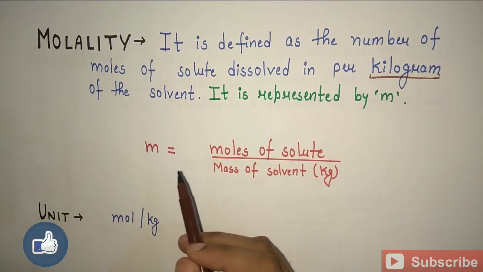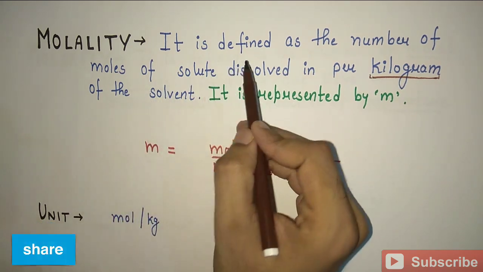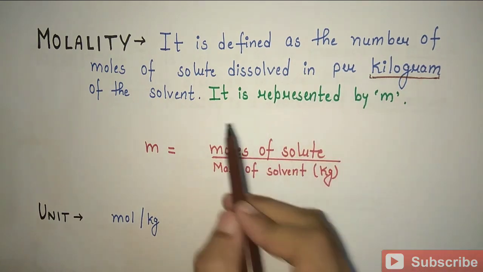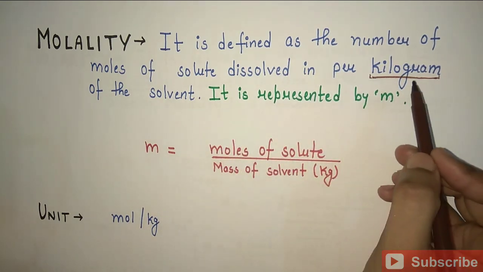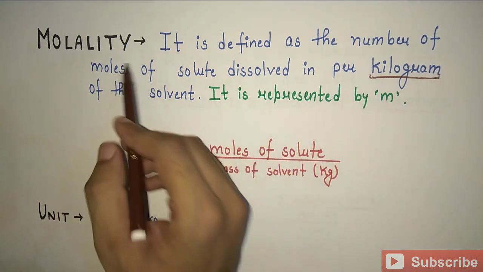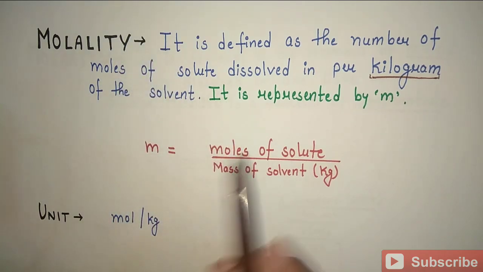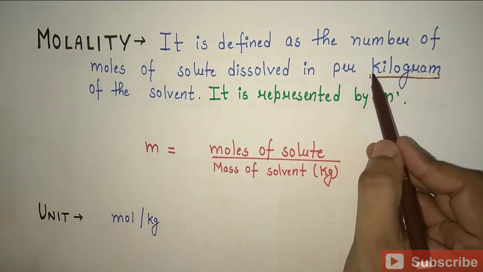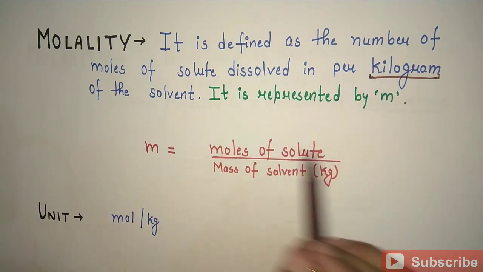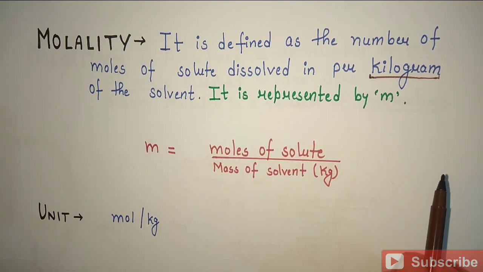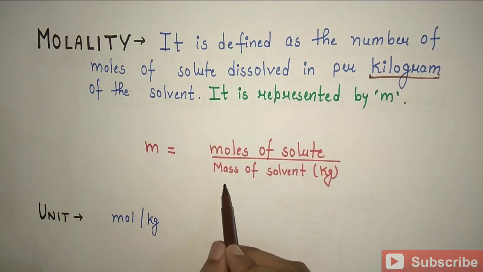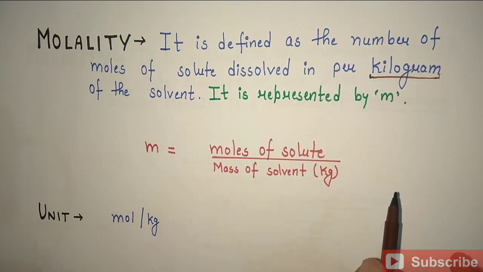Now let's talk about molality. Molality is defined as the number of moles of solute dissolved in per kilogram of the solvent. I have written kilogram instead of liter, because the method of preparation for the molal solution is different from the molar solution. So we have to take the mass of the solvent in kilogram, not liter. It is represented by a small m.